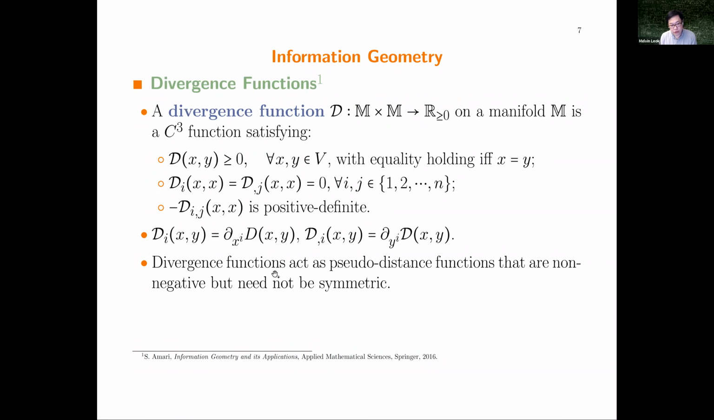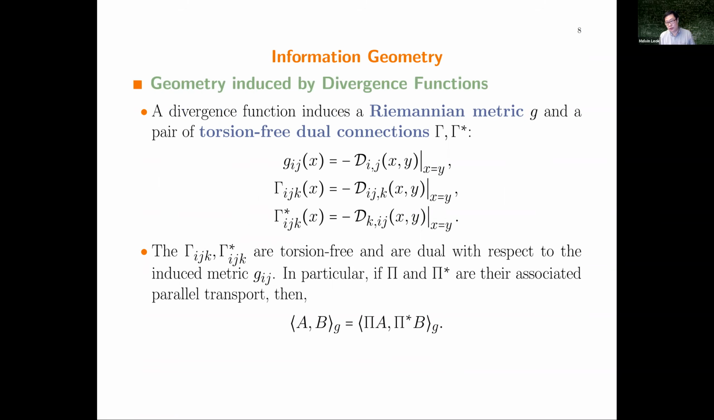And yeah, so as I said, these divergence functions are pseudo-distance functions which are non-negative, but they don't need to be symmetric. So given one of these divergence functions, you can then extract certain different geometric objects from this. So in particular, you can extract a Riemannian metric, so this g_ij, which, as I said, involves these mixed partial derivatives. And then you also have these affine connections, which involve these sort of triple derivatives of the divergence function evaluated along the diagonal.